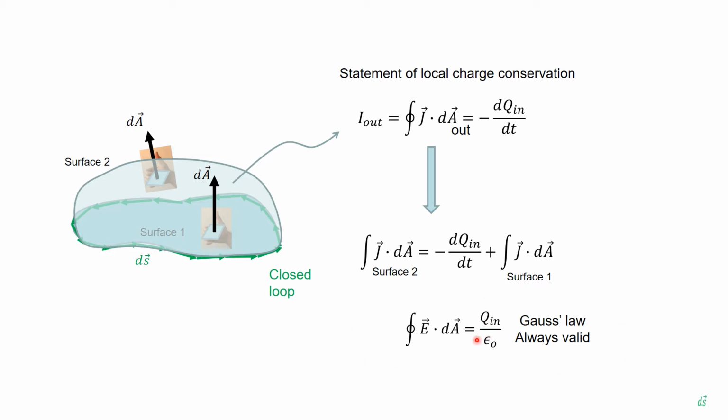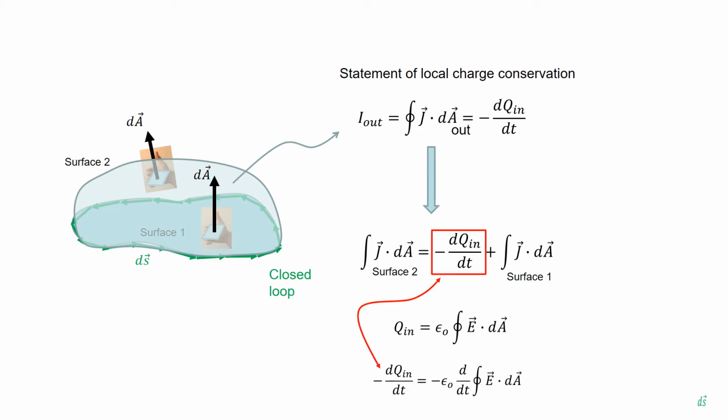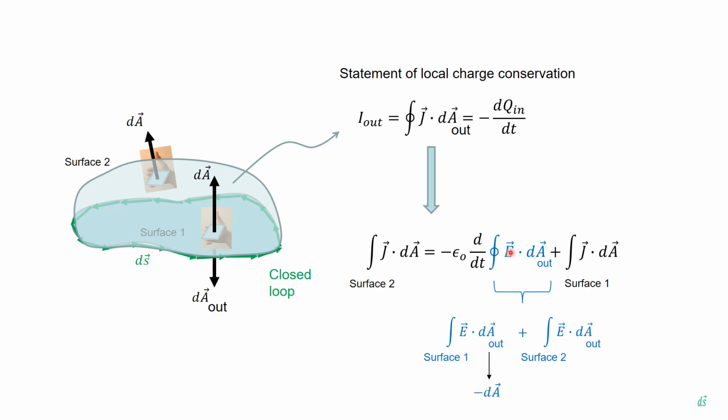So let's put Q in on one side. You get Q in is epsilon naught integration of E dot dA through the closed surface. And if we want minus dQ in by dt, because that's what's in this equation, then you just take minus dQ in by dt here, you get the minus sign, you get the epsilon naught, and you get d by dt of this integral. So let's put it into the equation. We got rid of the Q inside and we put instead of it this part here.